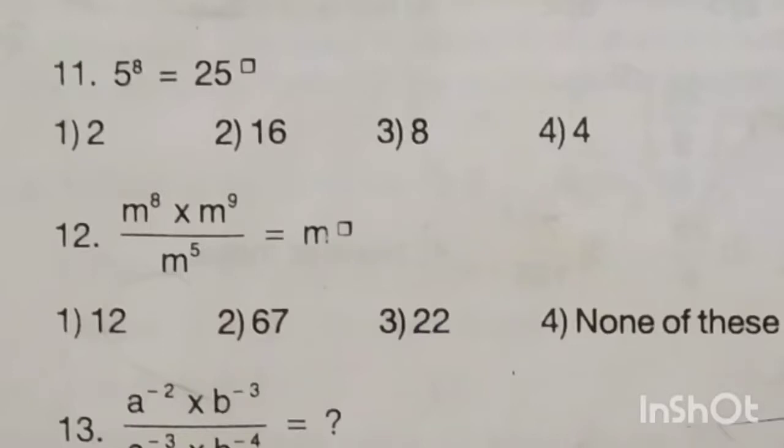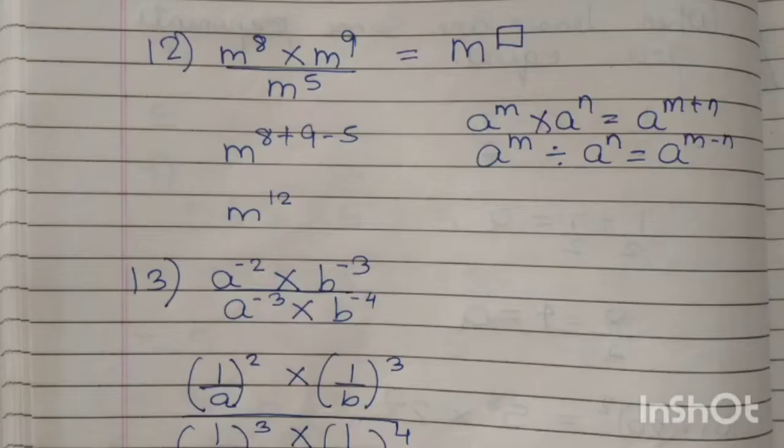12th question, m to the power 8 multiplied by m to the power 9 divided by m to the power 5 is m to the power what? Now m to the power 8 into m to the power 9 divided by m to the power 5. So here there is the same base, just it is being multiplied and divided. So if you apply the product and quotient law at the same time, when bases are the same, and they are in multiplication, we add their exponents, and if they are in division, we subtract their exponents.